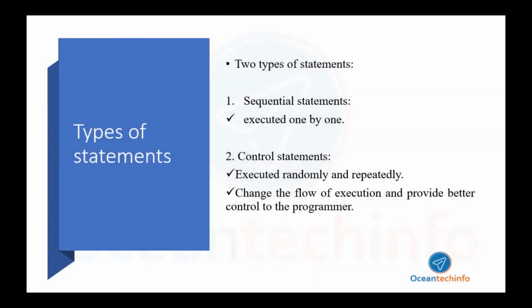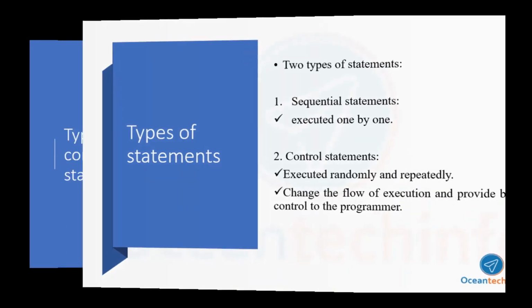Next, how many types of statements do we have? There are two kinds of statements. One is a sequential statement that is always executed one by one. Second is a control statement which can be executed selectively and repeatedly. Control statements basically change the flow of execution and provide better control to the programmer. So that is the job of the control flow statement.